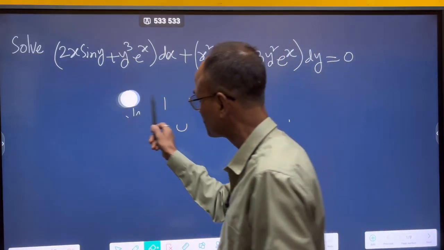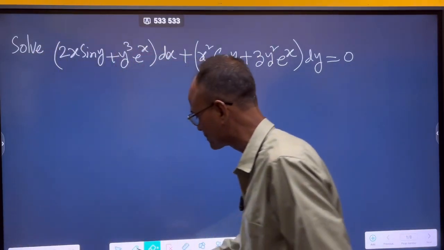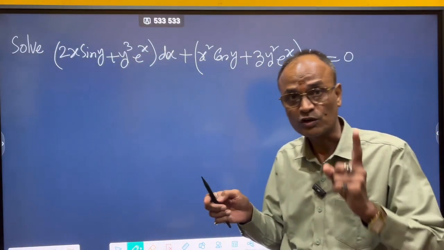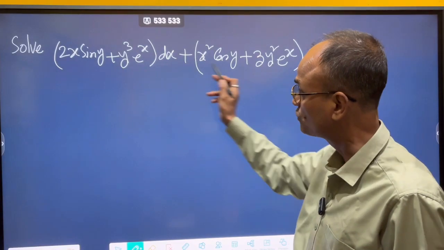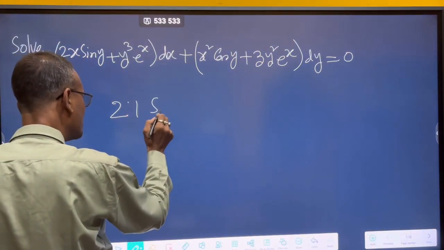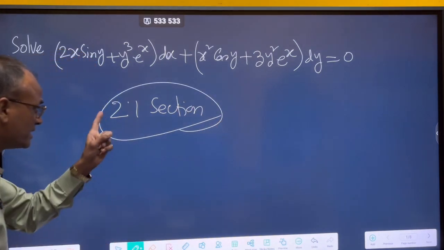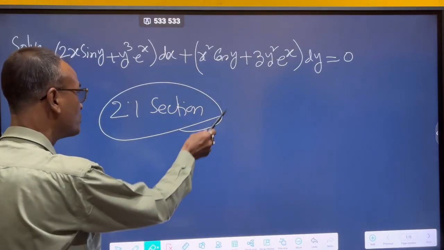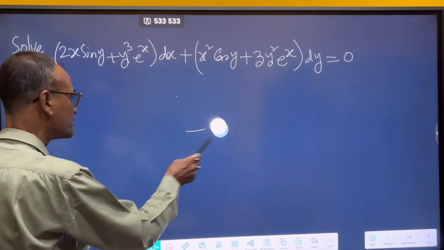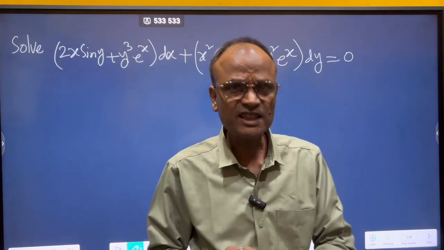Now, let us try to solve this problem. Let us start from the book Shipley L. Rose. Solve this question, section 2.1. In your textbook, you will find this one. From 2.1, we shall solve this. Now, this is an exact differential equation.